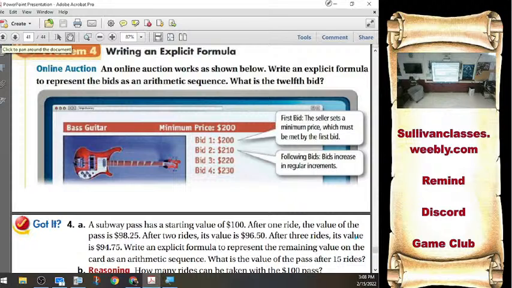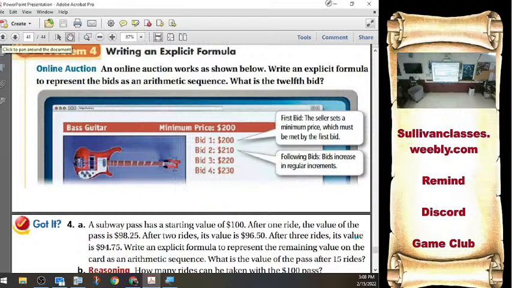Writing the explicit formula, you have to decide, where do I start? I still need a sub 1. Common difference, what's changing every time? This time they gave it in context of a word problem. Online auction. Works as shown below. So you're going to start with a minimum bid of $200. The following bids are each going to go up $10. Okay, no Wreck-It Ralph 2 here where you just jump up $9,000. Instead, it's just up $10 every time.